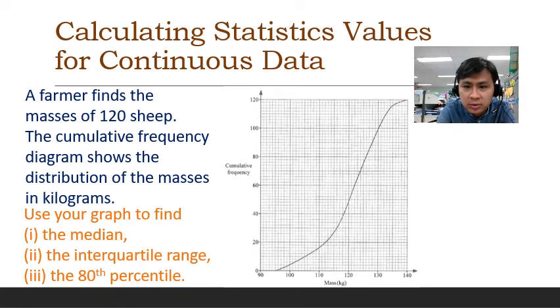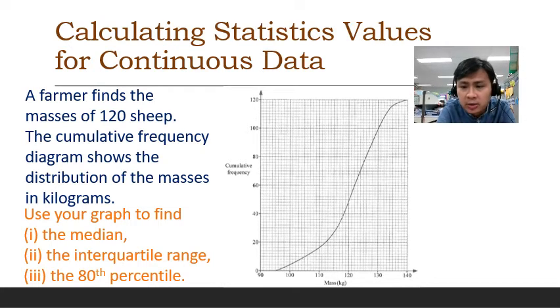The maximum value we can notice over here is the peak of the S-shaped graph. So this highest value will also represent the total number of objects in this question. In this case, the number of sheep is 120. Based on this graph, we are supposed to find the median, the interquartile range, as well as the 80th percentile.